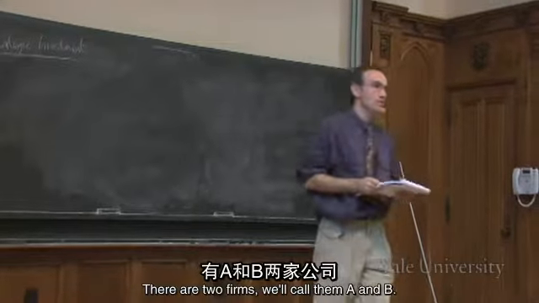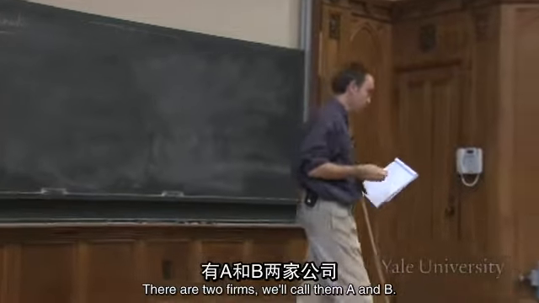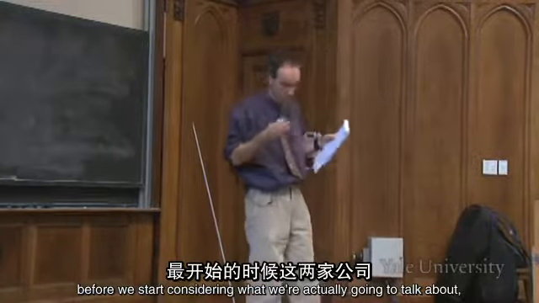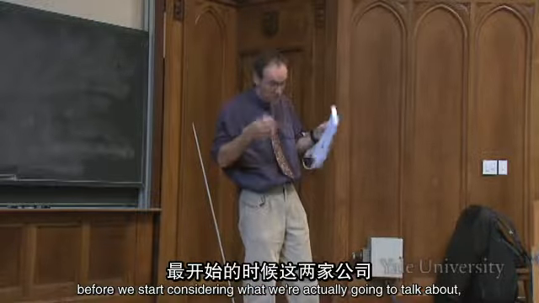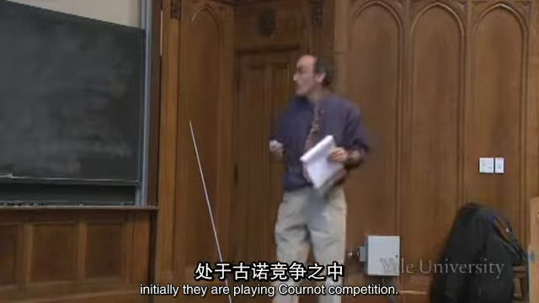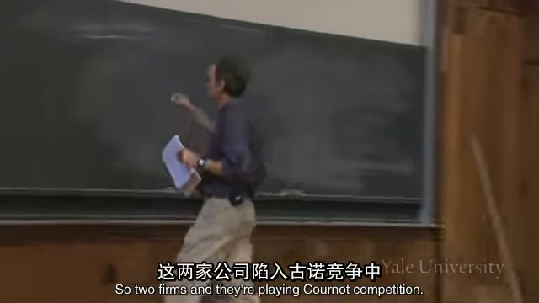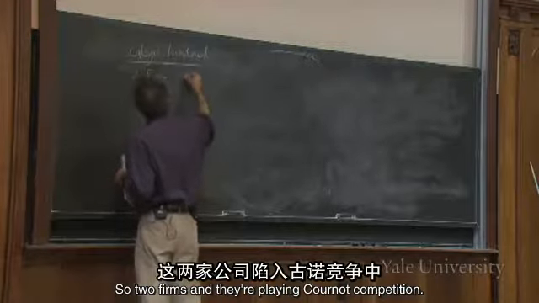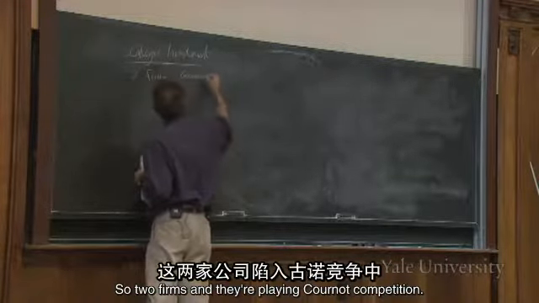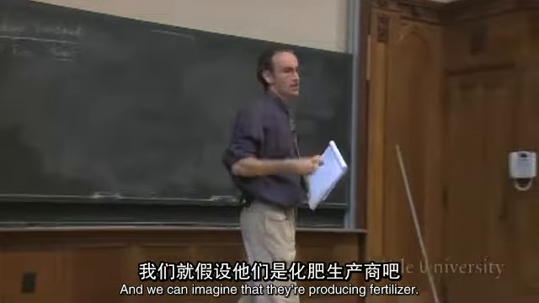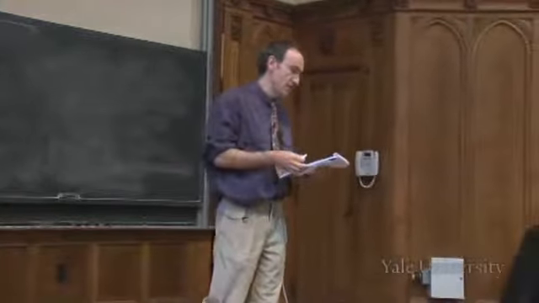There are two firms. We'll call them A and B. And these two firms, initially, before we start considering what we're actually going to talk about, they are playing Cournot competition. So two firms, and they're playing Cournot competition. And we can imagine that they're producing fertilizer. Right? Imagine that they're producing fertilizer.